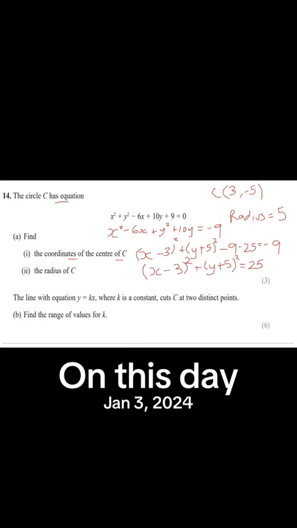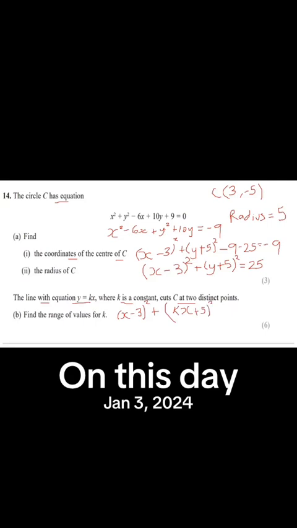Part B is a bit trickier. The line with the equation y equals kx, where k is a constant, cuts C at 2 distinct points. Find the range of values of k. To work this out, I'm going to sub y equals kx into my equation. So I'm going to have x minus 3 all squared plus, replacing y with kx, kx plus 5 all squared is equal to 25.